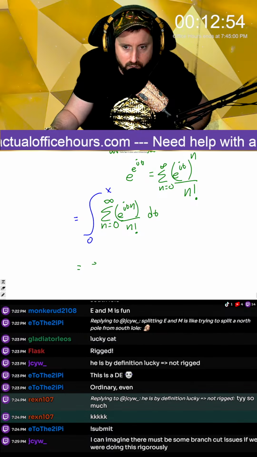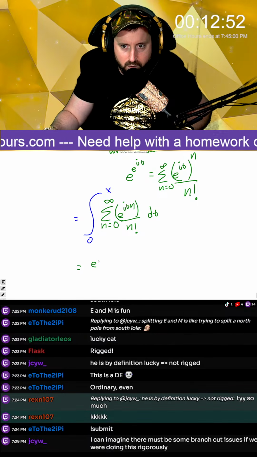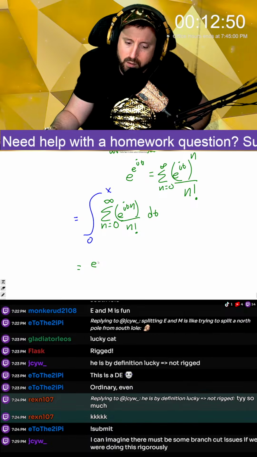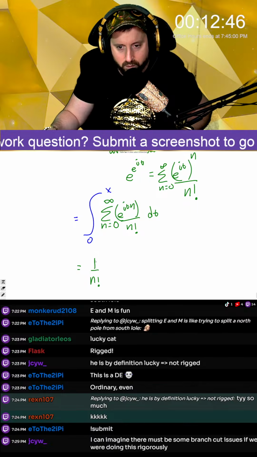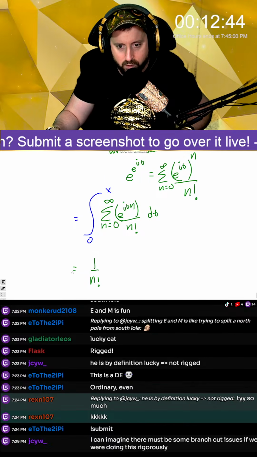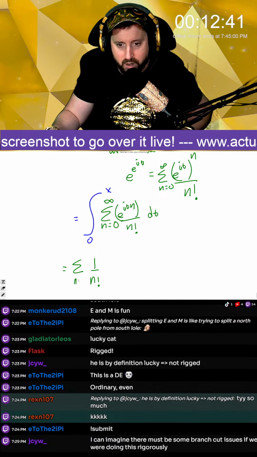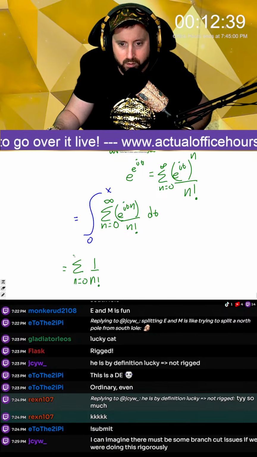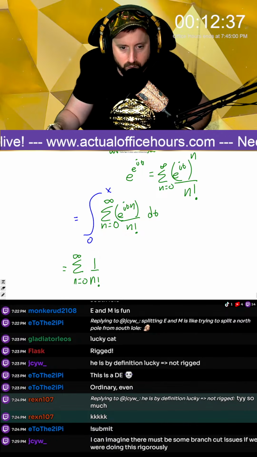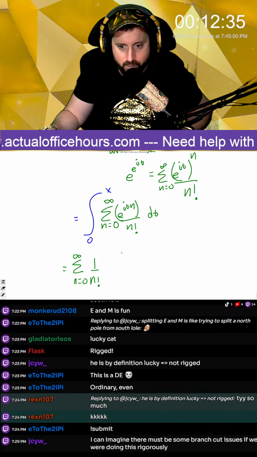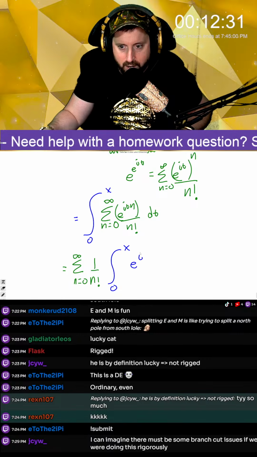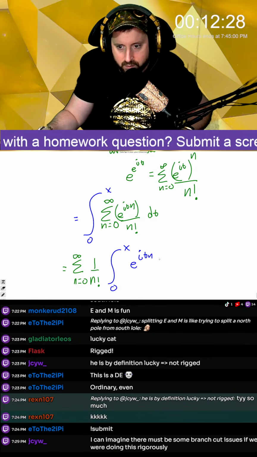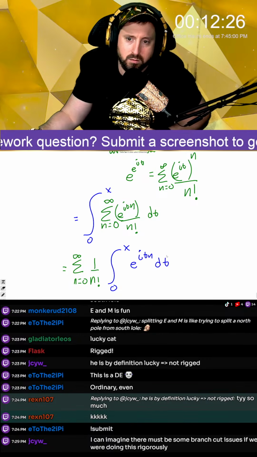I can say 1 over n factorial, with the summation outside as well. So the summation from n equals 0 to infinity of 1 over n factorial, and then the integral from 0 to x of i to the n times t to the n dt.